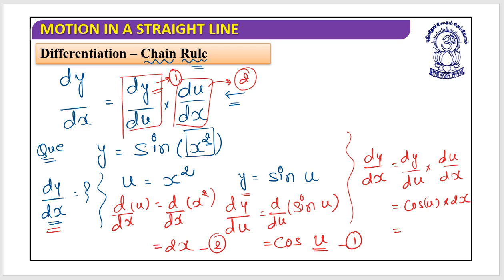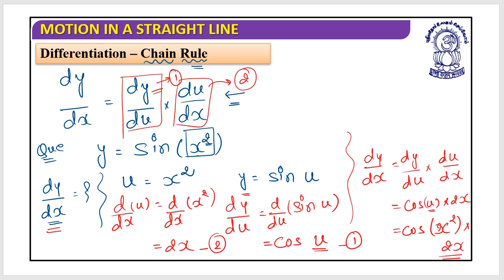Because u is not there in any terms, it would be sin x square. So I can replace this u, it would be cos of u, that means cos of x square multiplied by 2x. This is the final answer. Can you do this? Let's look at this whole thing again.